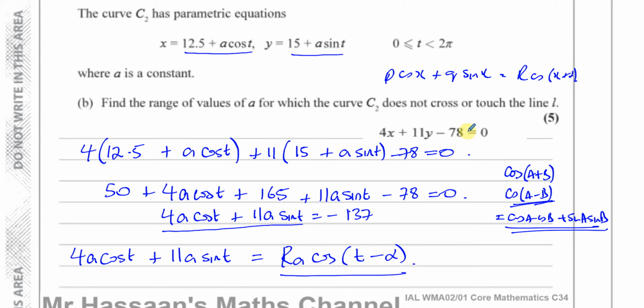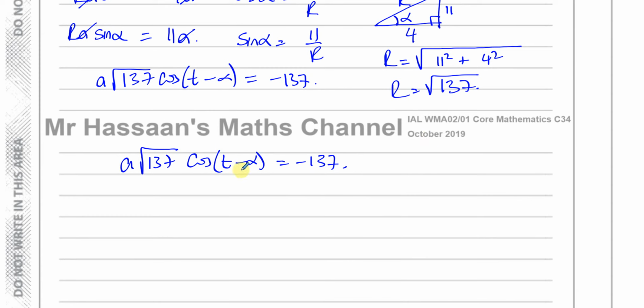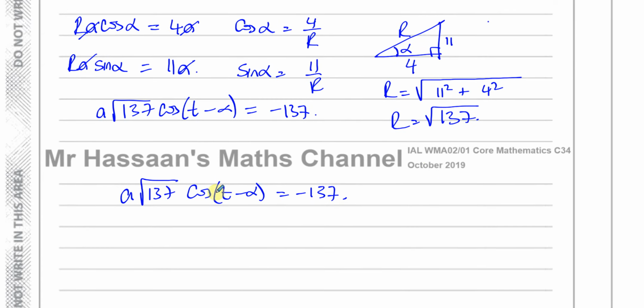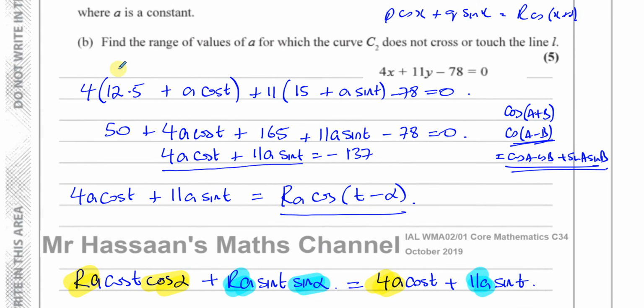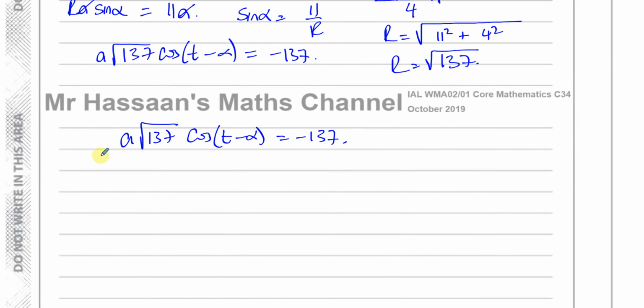where they intersect. So they will intersect basically when this is equal to minus 137. So we've got to find the value of a such that they will never intersect. We want to find the values of a for which the curve and the line will never intersect. So this equation tells us when they do intersect. So I've got to think of a value of a which will cause there to be no solution.